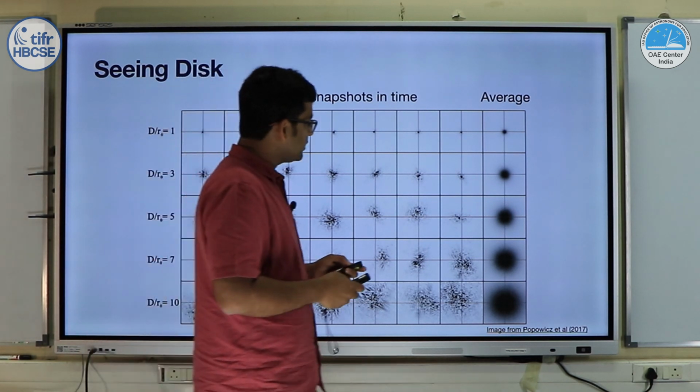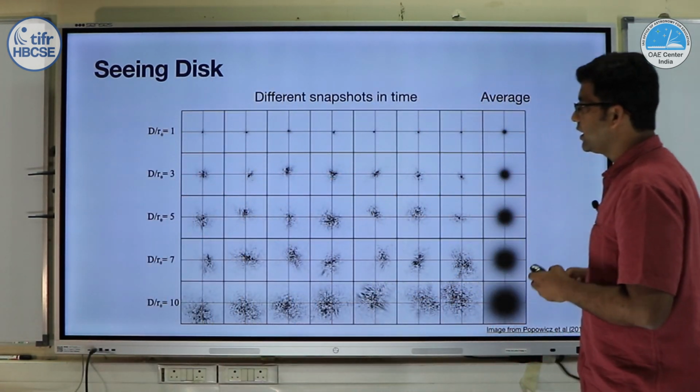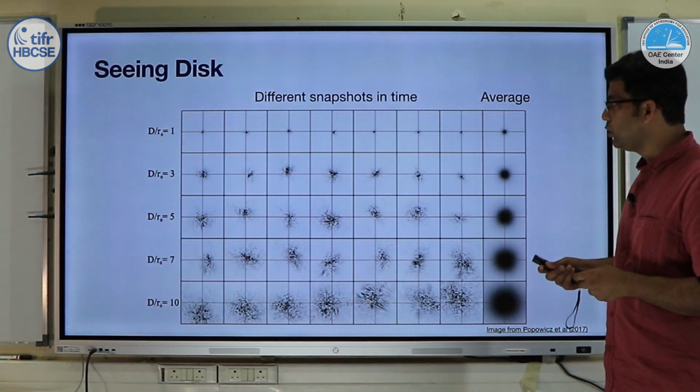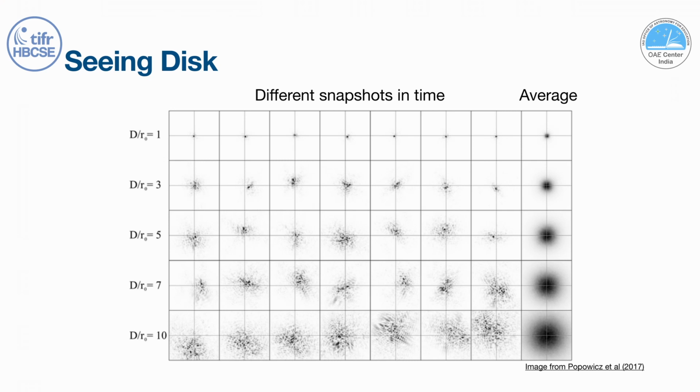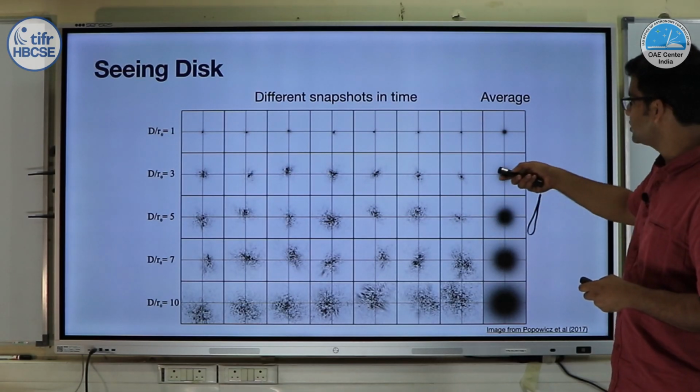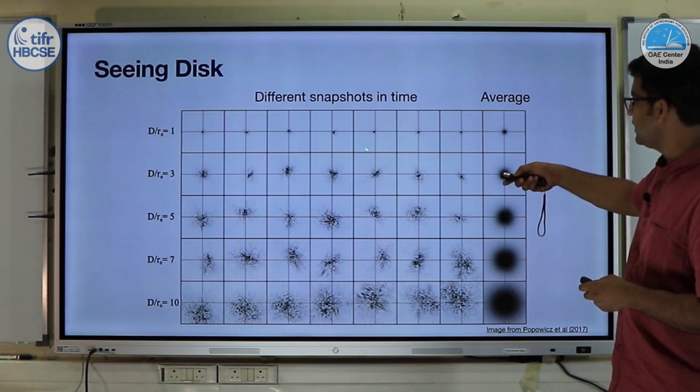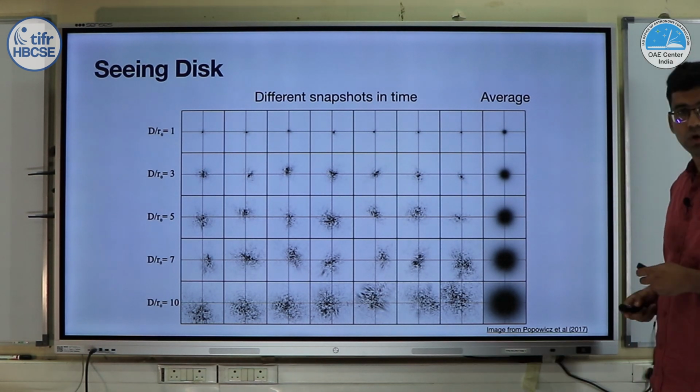Now, we can also look at what different ratios of telescopes would look like. On the vertical axis, you have different ratios of D by r0. So, let us say D stays the same, but r0 decreases. As r0 decreases, your seeing becomes worse and worse, and you look at what the image looks like for different snapshots in time and what the average image would look like.